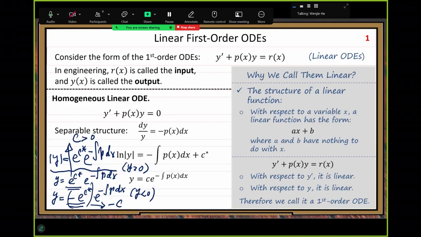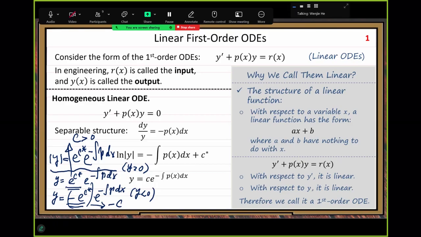Here we do not assume C positive or negative. We allow C to be both positive or negative. Can we just put a constant C here? Because it covers both positive and negative, right? It covers the positive case, and it covers the negative case. So that's why we can use the simplified way to write the final solution.